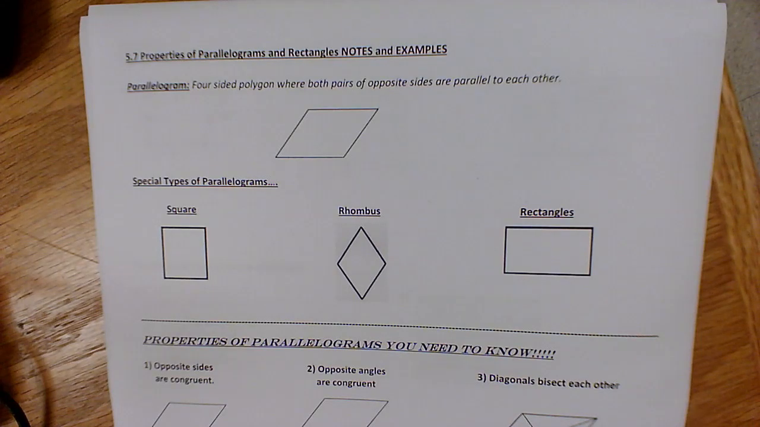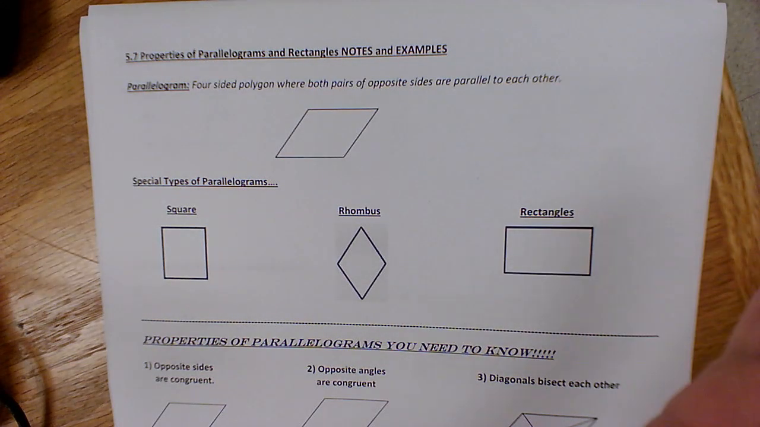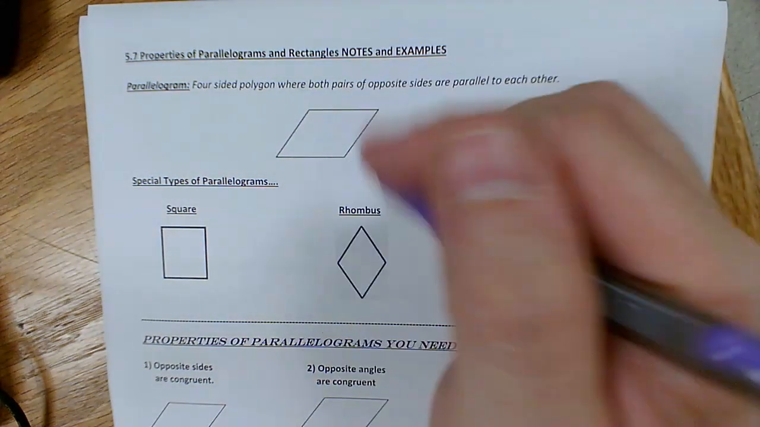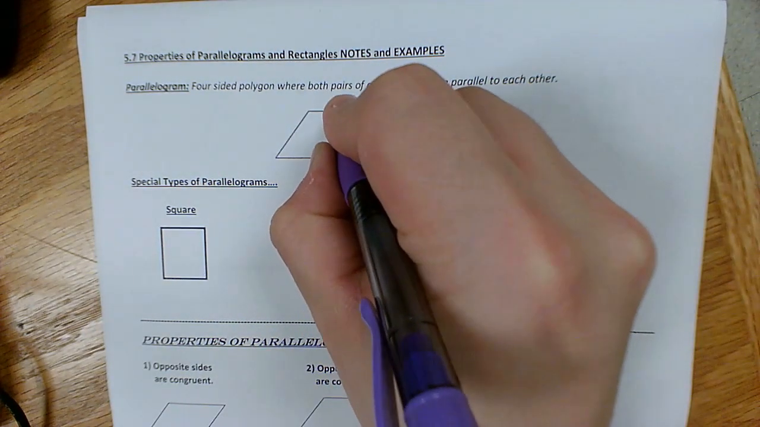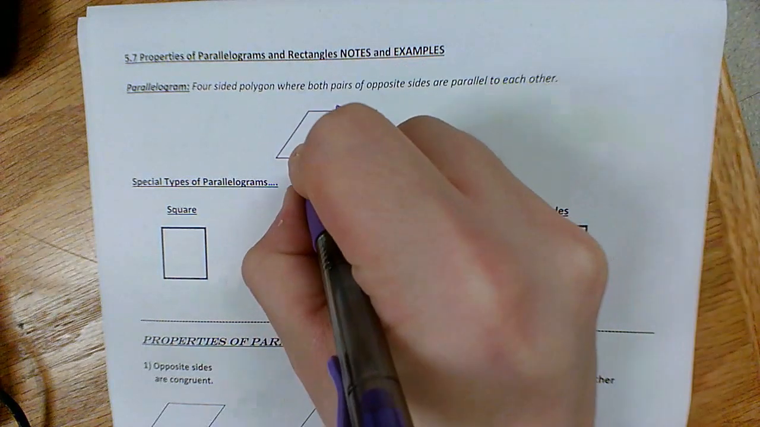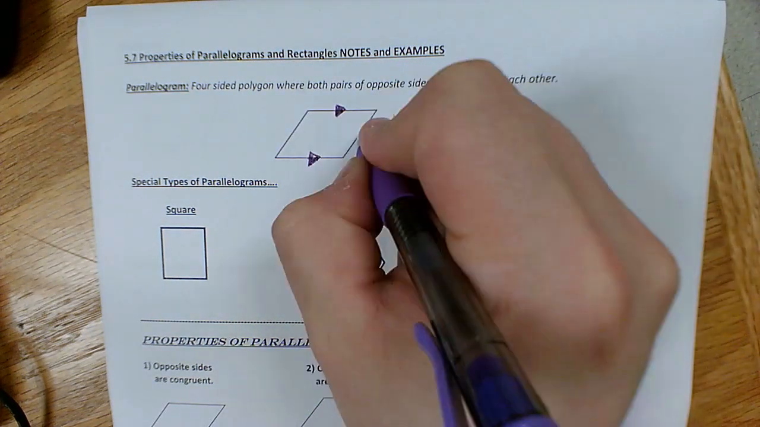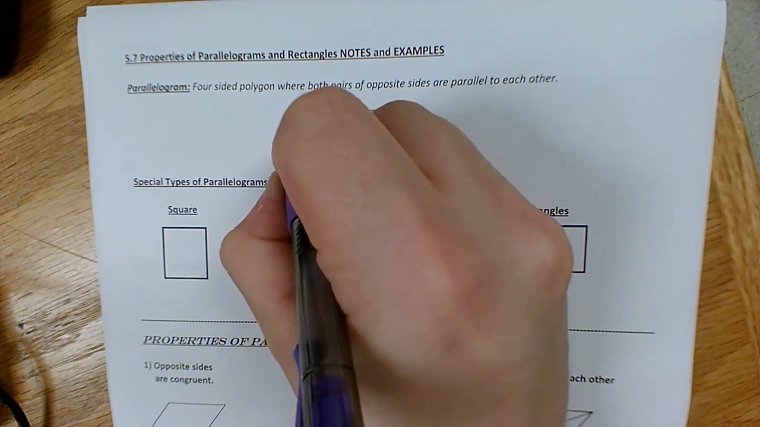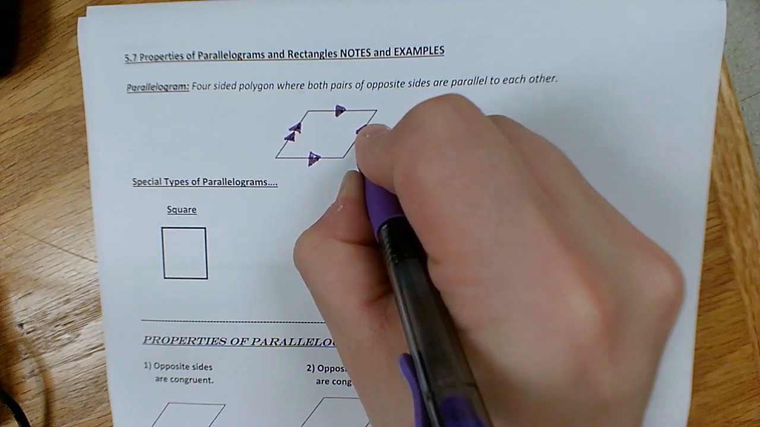Alright guys, so today's lesson will be taking it back to 2D shapes. We're going to look at the properties of parallelograms and rectangles. A parallelogram is a four-sided polygon where both pairs of opposite sides are parallel to each other. And the symbol for parallel is this little triangle symbol. So it's just stating that this side is parallel to this side, and these two sides are parallel to each other, and to differentiate we would use multiple ones, like 2.